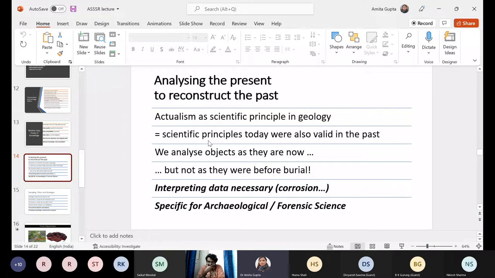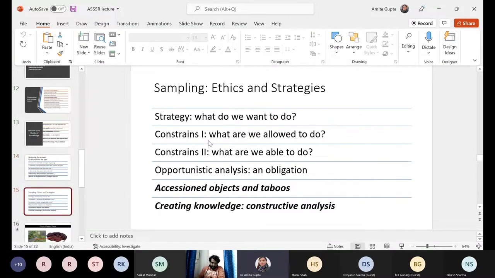And specifically for archaeological and forensic science, you need to document and critically analyze things. You need to know the strategies and the factors of sampling, like sampling in the form of ethics and strategies. Strategies particularly mean what you want to do with the samples, what you want to do in your research, what you are going to understand by your research. So the first constraint is: what are we allowed to do? This is a more complicated question.